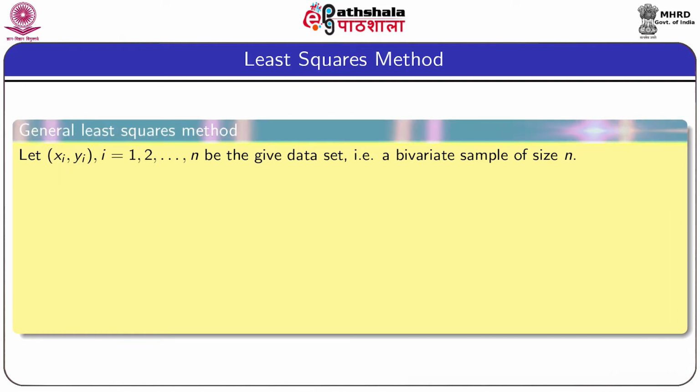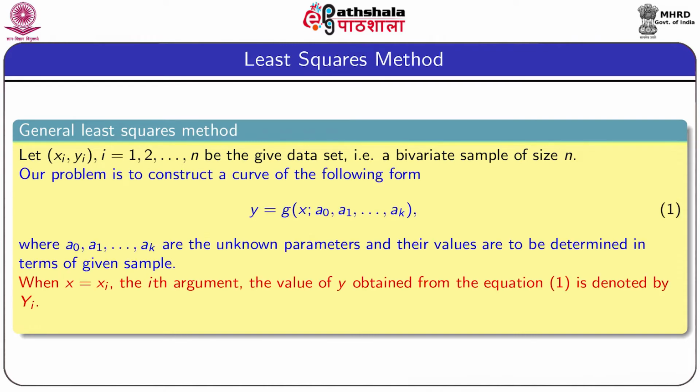Let (xi, yi), where i equal to 1 to n, be the given data set, or we call it a bivariate sample of size n. Our problem is to construct a curve of the following form: y equal to g of x, the independent variable, and k plus 1 parameters a0, a1 up to ak. These parameters actually identify the nature of the curves, and these parameters are to be determined using the least squares method based on the given sample points.